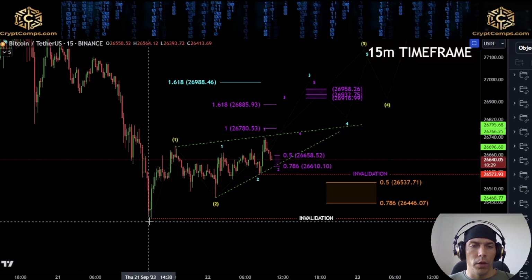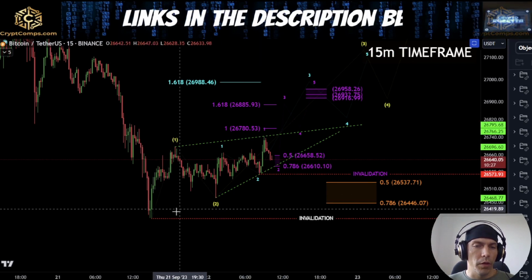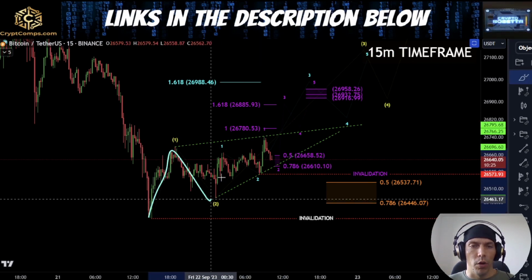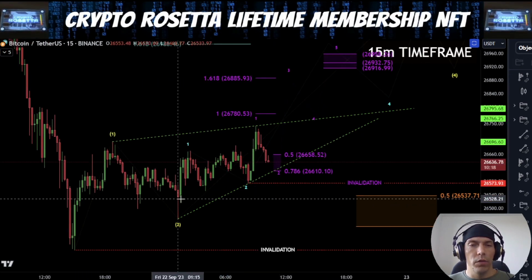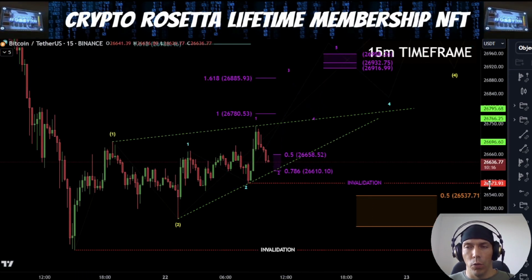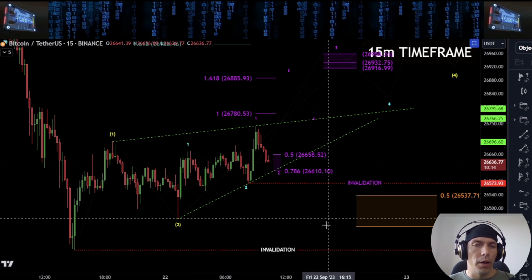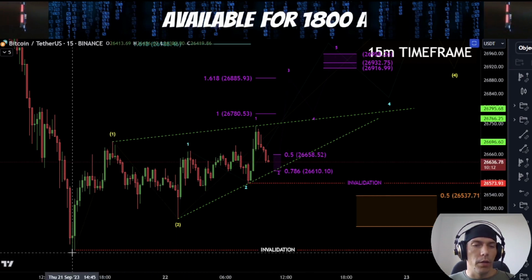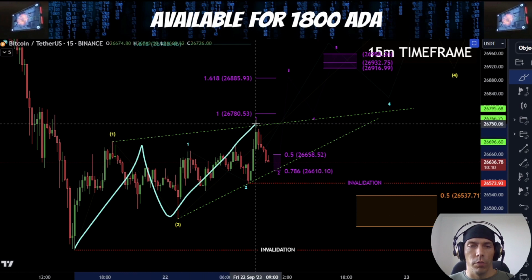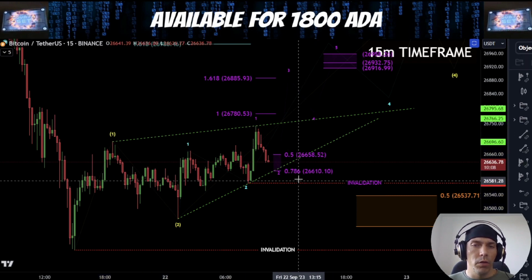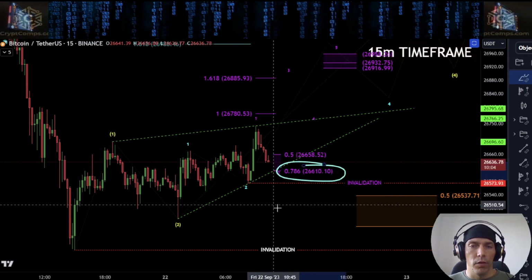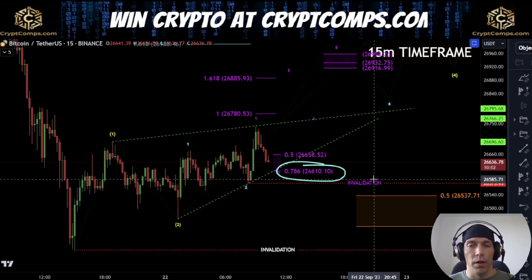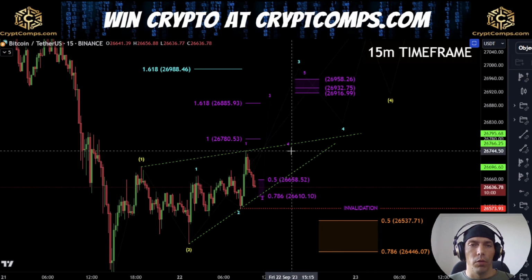Now another way of looking at it is that we could actually argue that this is forming a series of 1s and 2s, where this becomes 1, 2, we have this as 1, 2, and then we get another 1, 2 here. Now this count is very fragile and relies on holding this 26,573. Like I said, there is potential here that this could be 1, 2, 3, 4, and 5. What we need to see here is that if we just get 3 waves down and we hold this 0.786 level here of this 26,610, I'm going to be looking for the potential that we could see a rally to the upside.